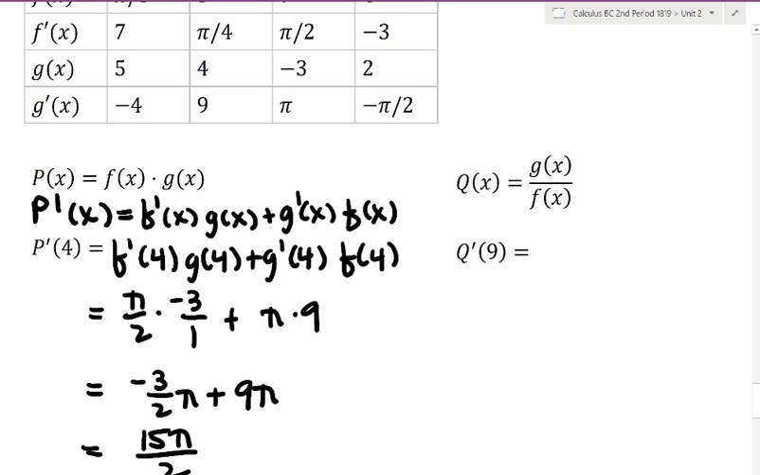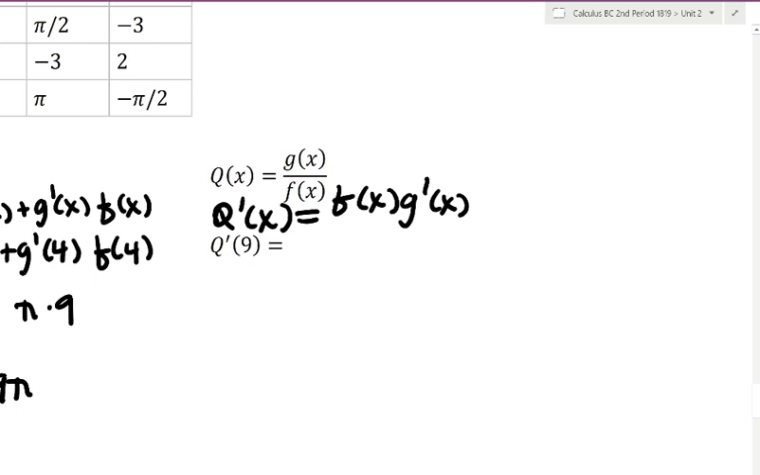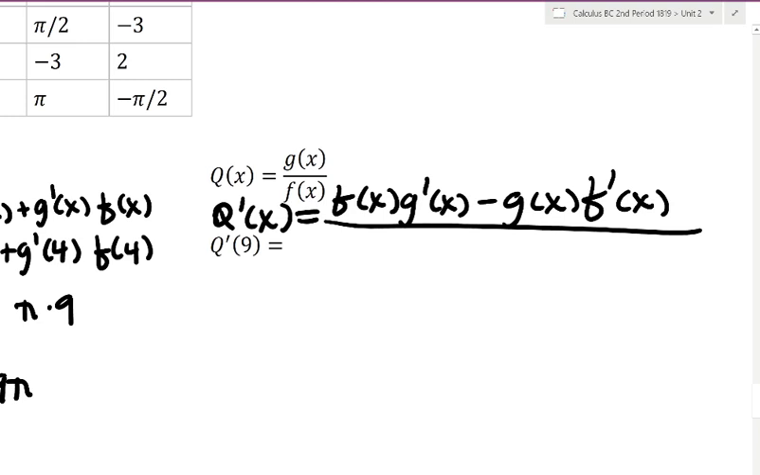Here, already, I've got g divided by f, so we cannot get comfortable with the g prime f minus f prime g over g squared. We can't do that. That's not going to be sustainable in the long run. So first I'm going to take the derivative of q. Bottom times the derivative of the top, minus the top times the derivative of the bottom, divided by the bottom squared.